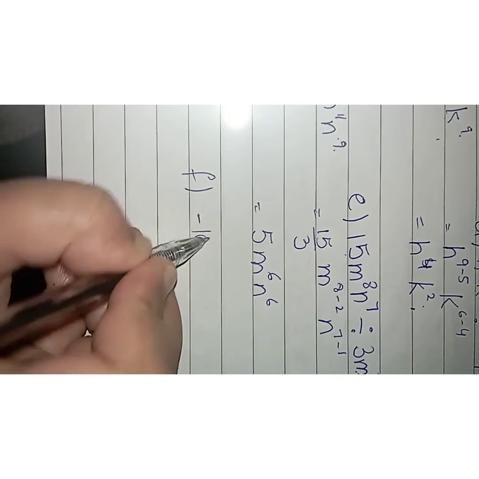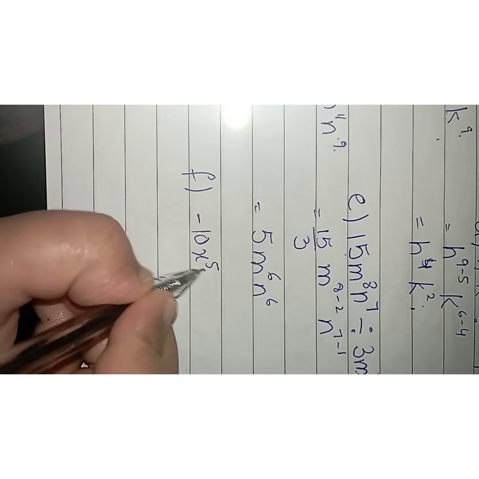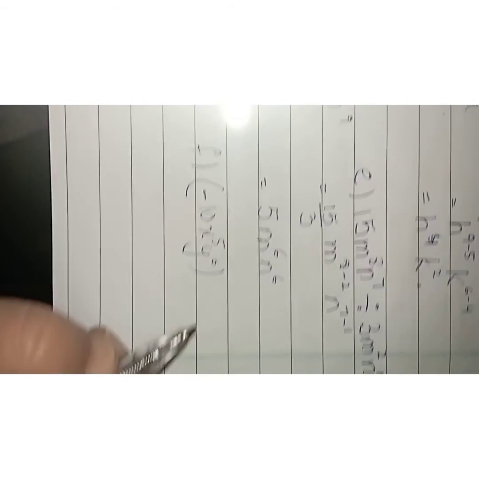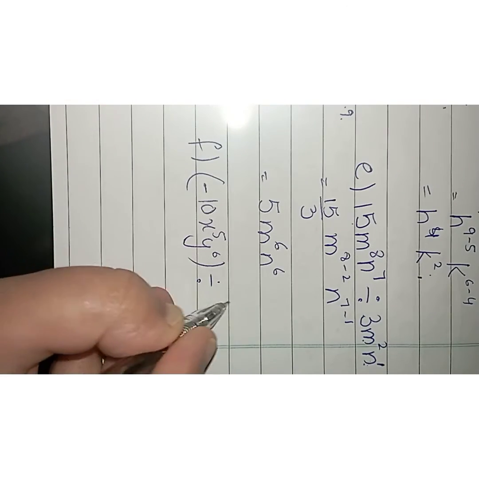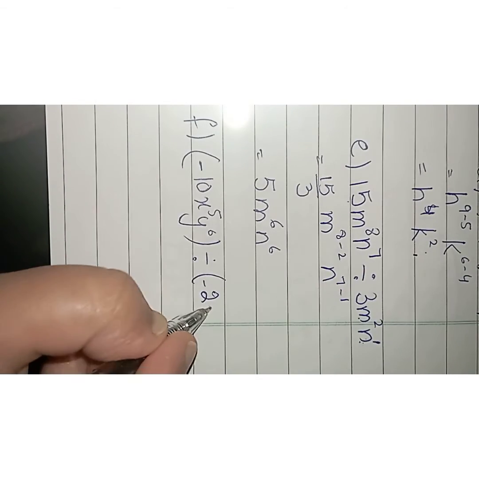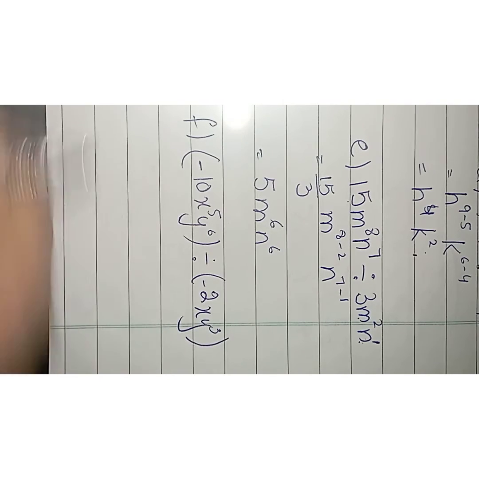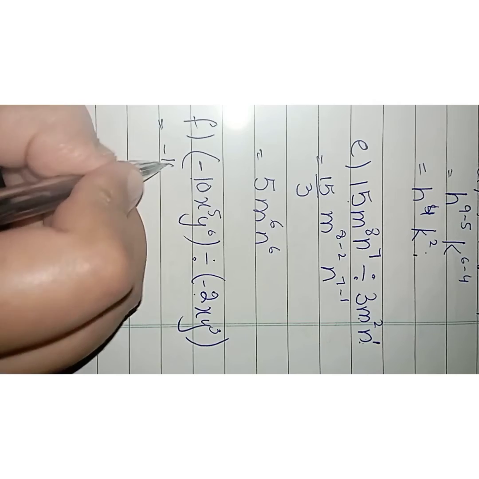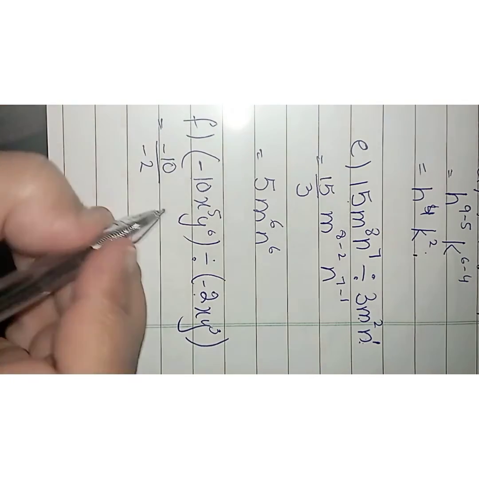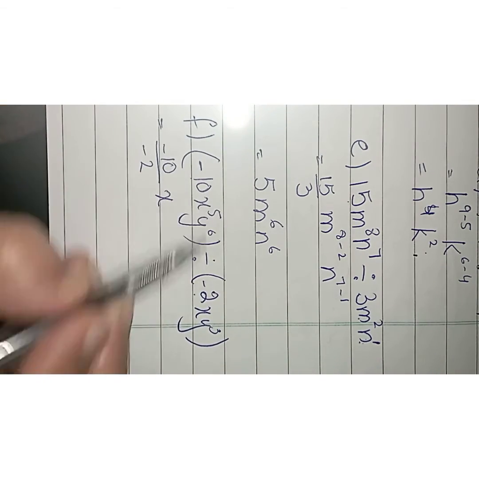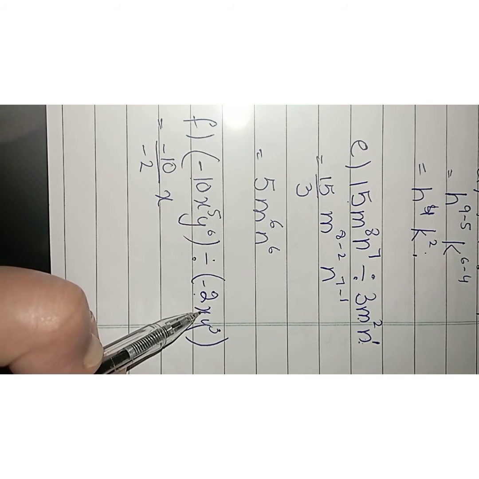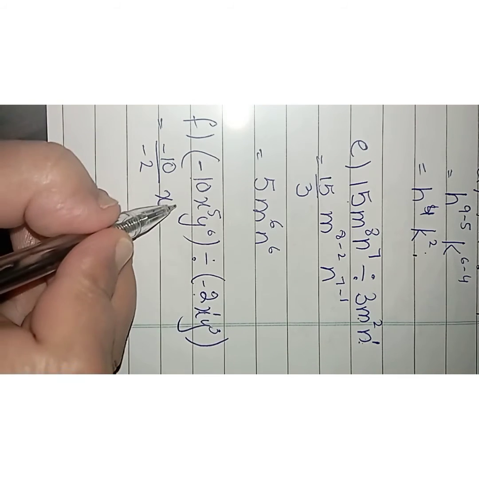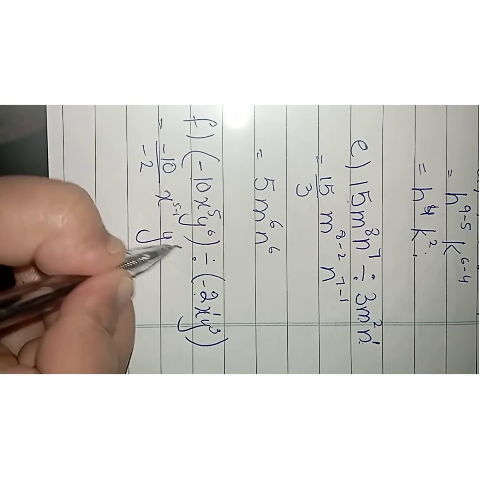It is minus 10 x5 y6 in the bracket, and it is divided by minus 2 xy cube. Now the number negative 10 will be divided by negative 2, so we will use negative 10 by negative 2. x again will be divided, 5 minus 1, because there is no power of x, so we use the power 1. So 5 minus 1 and y 6 minus 3.